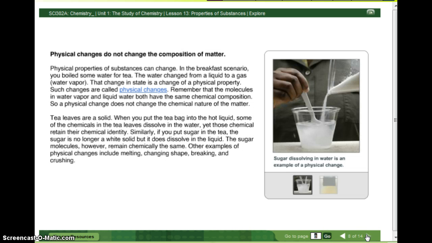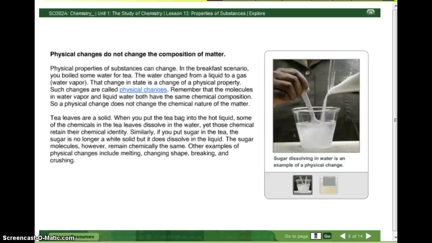Physical changes do not change the composition of matter. Physical properties of substances can change. In the breakfast scenario, you boiled some water for tea. The water changed from a liquid to a gas, water vapor. That change in state is a change of physical property. Such changes are called physical changes.